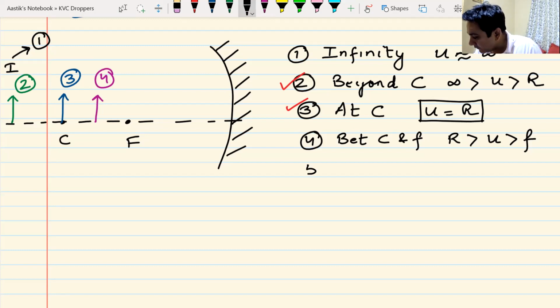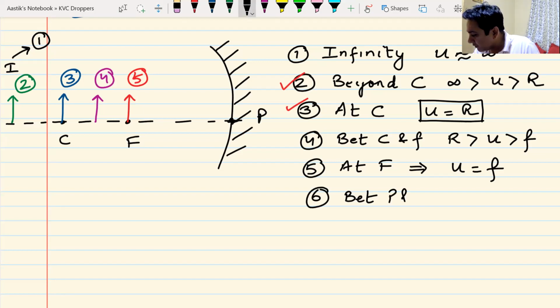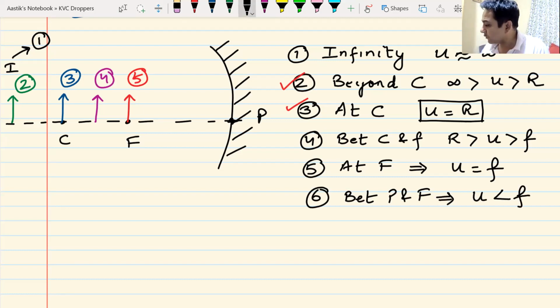What about case number 5? When I say case number 5, the object will be placed at the focus. That implies the value of U would be equal to F. Case number 5, drawn by red, would be here. The object would be placed at the focus of the mirror. Case number six, if I say this is the pole of the mirror P, will be placed between P and F. This implies the value of U would be less than F, which is the focal length. That means it would be placed somewhere here. This is position number 6.